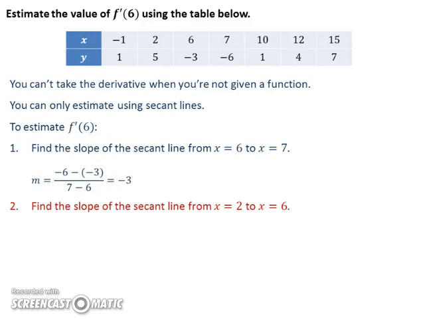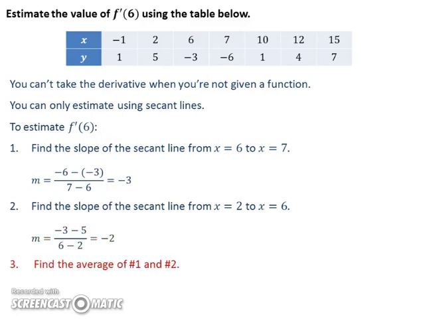And then you find the slope of the secant line between 6 and 2. So you take the slope of the secant line of the two closest points. In this case, the difference in the y is -3 minus 5, and then 6 minus 2. You end up with -8 over 4. So now you have these two estimates of the slope of a line closest to 6.